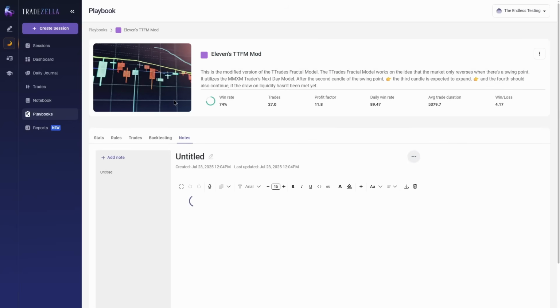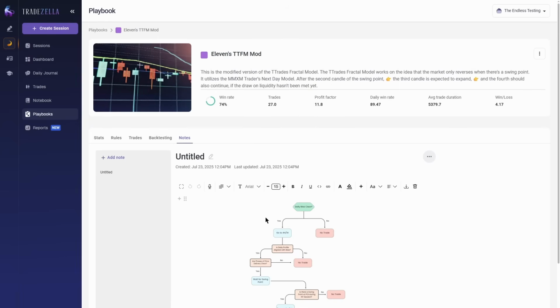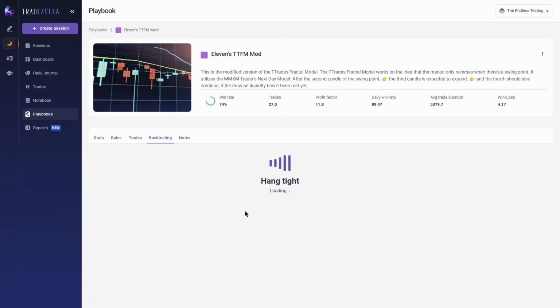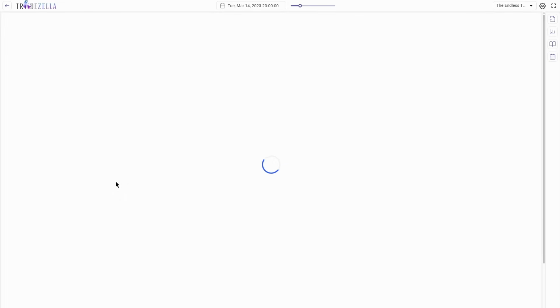In the notes, I have dropped the flowchart picture, which I shared with you guys in the last video. You can also view it right here. And I have started some backtesting within this. I'm trading the gold price section and the NQ price section from 2023, which we will continue right here, and maybe later we will go over the gold one. So, starting the backtesting session.